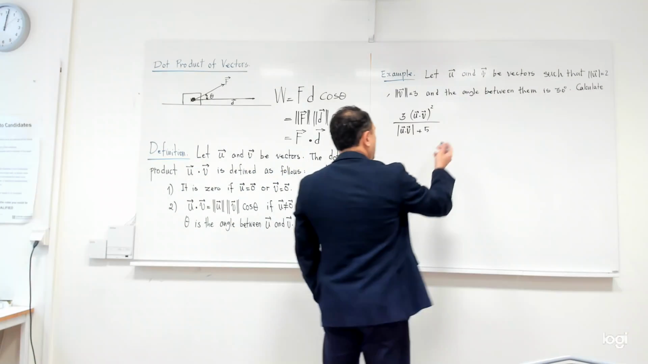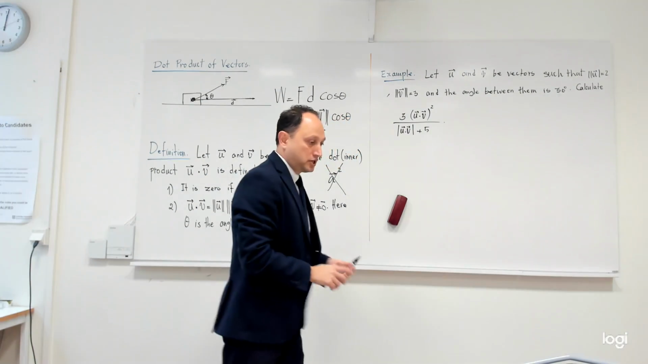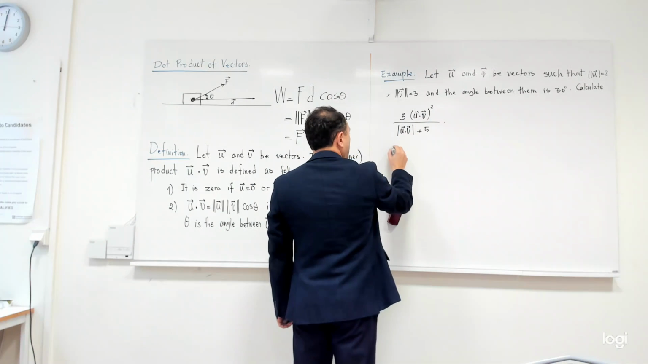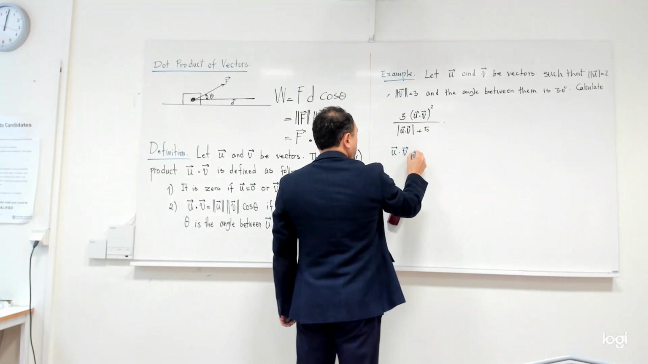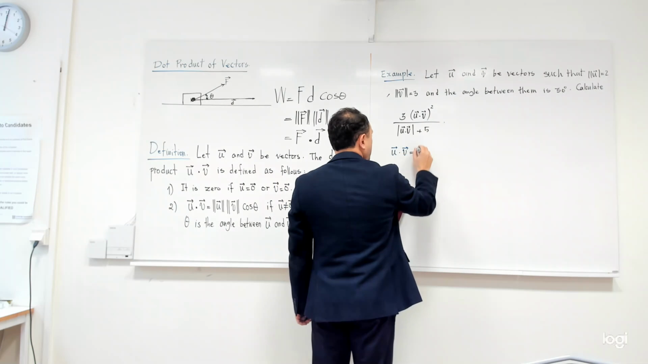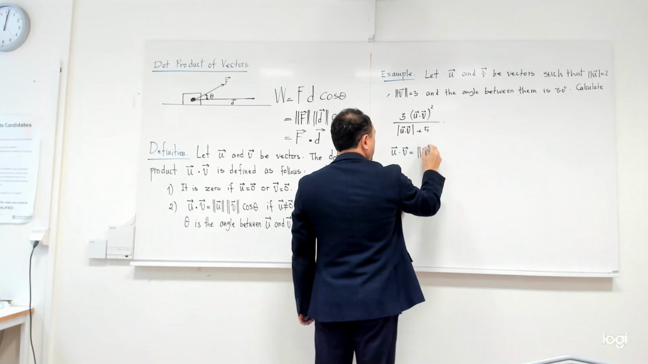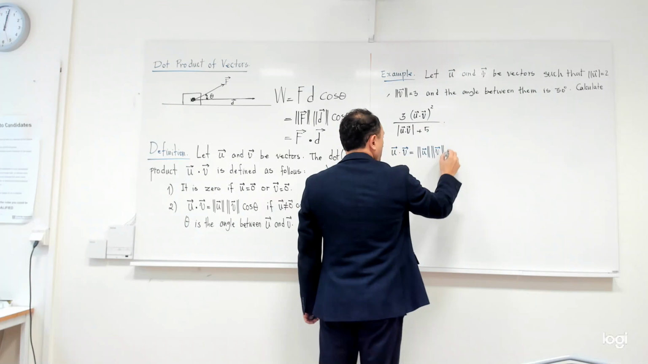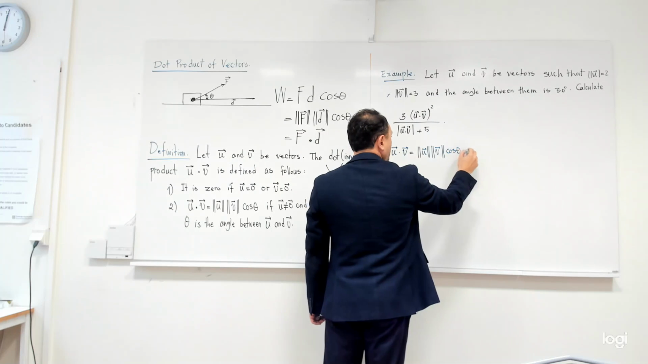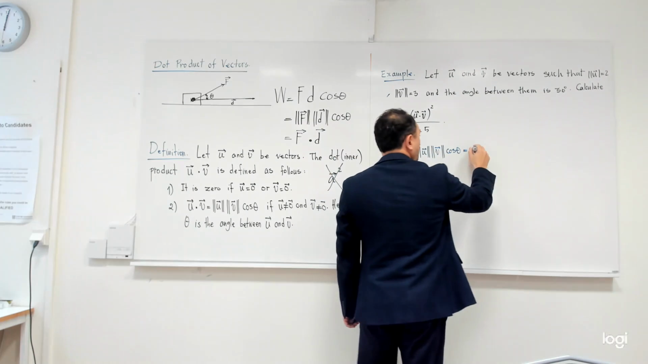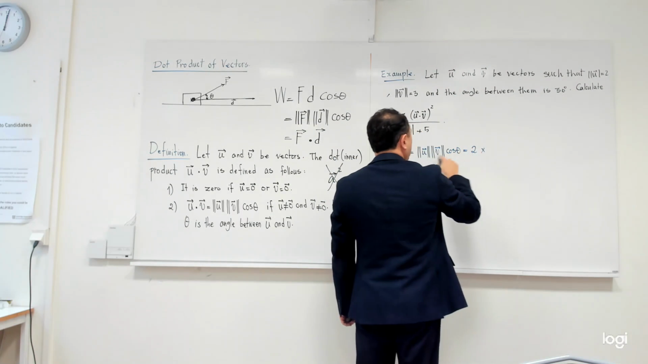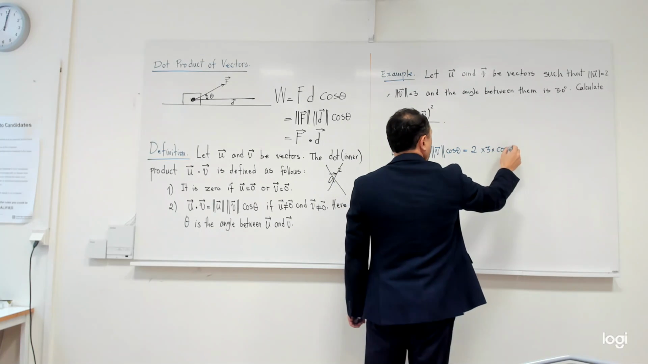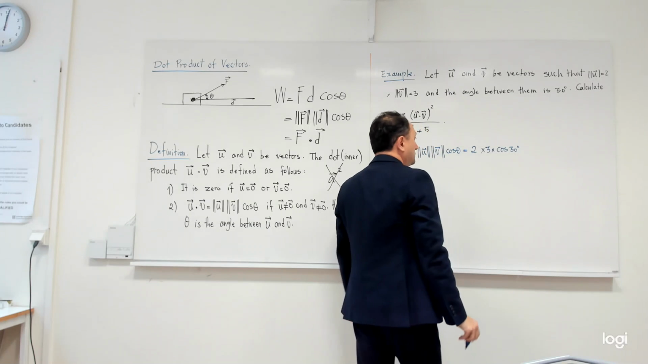Okay, so if I want to calculate this, let me change my color. It's very simple. First of all, I would calculate U dot V. Let us repeat the formula. The formula tells me that this becomes the norm of the first one, multiplied by the norm of the second one, multiplied by the cosine of the angle between them. So the norm of U is 2, multiplied by the norm of V, which is 3, multiplied by the cosine of 30 degrees, yes?